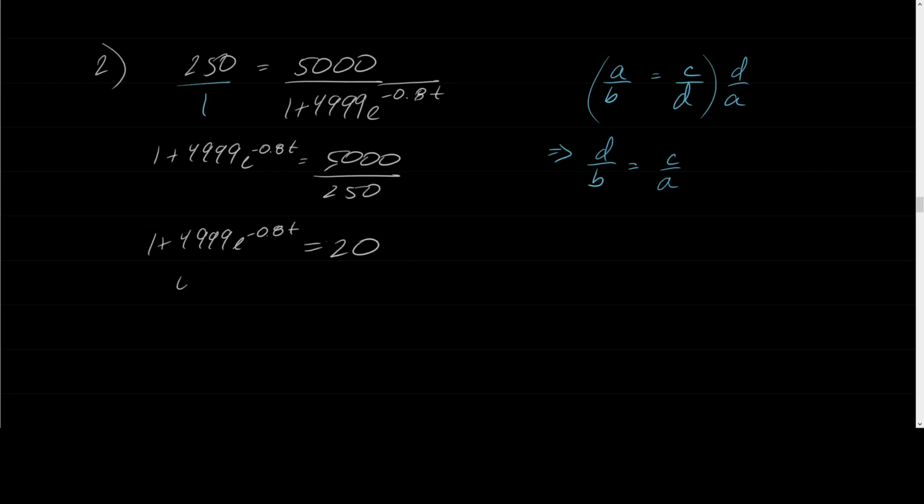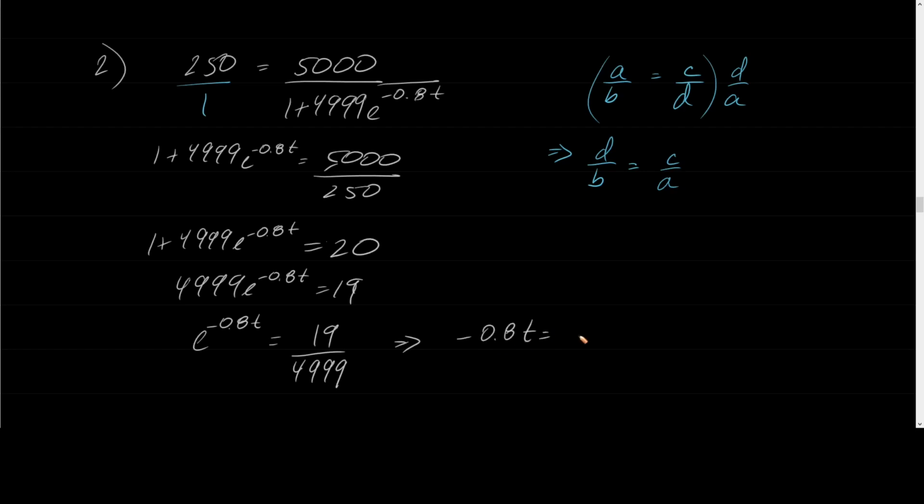So I have 1 plus 4,999 e to the negative 0.8 t is equal to 20. Subtract both sides by 1: 4,999 e to the negative 0.8 t is equal to 19. Divide by 4,999, and I end up with 19 over 4,999. From there, take a ln of both sides, and I end up with negative 0.8 t is equal to ln of 19 over 4,999.